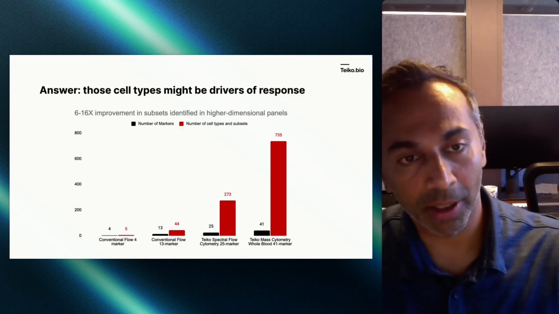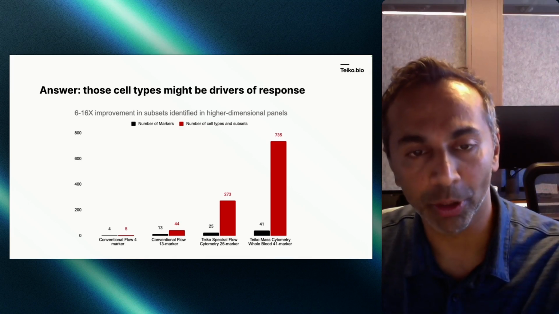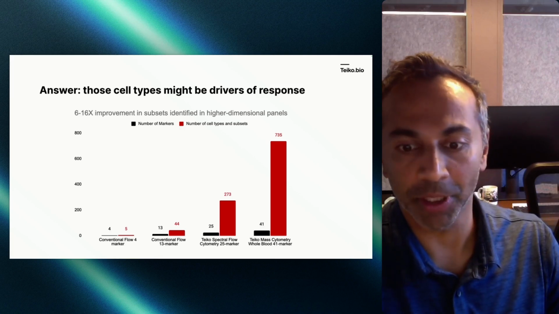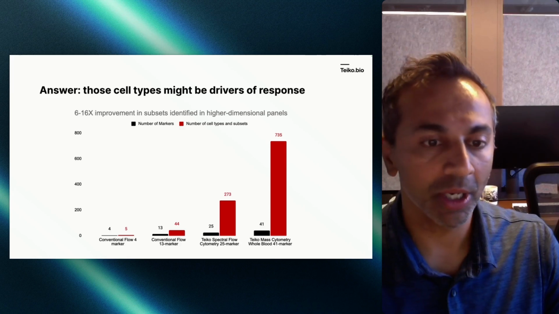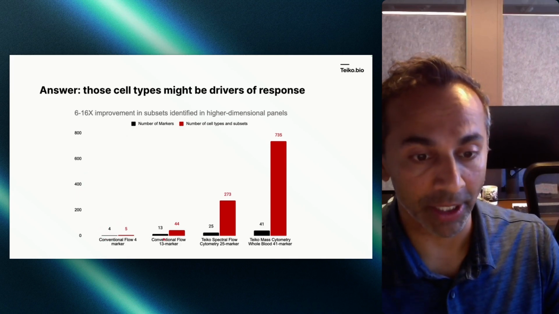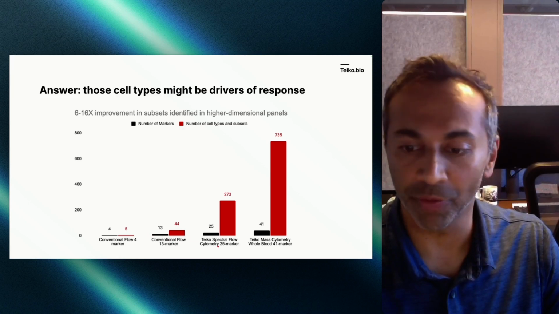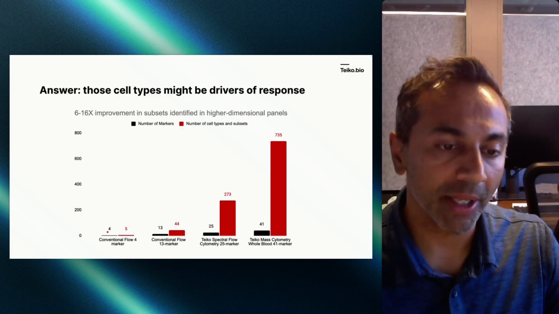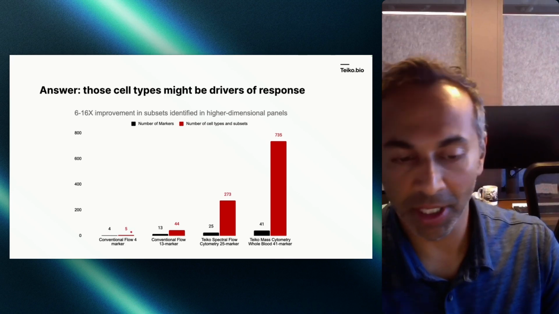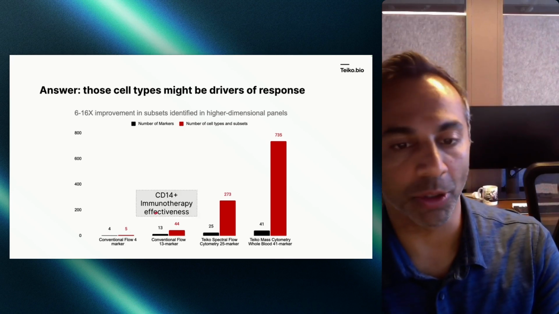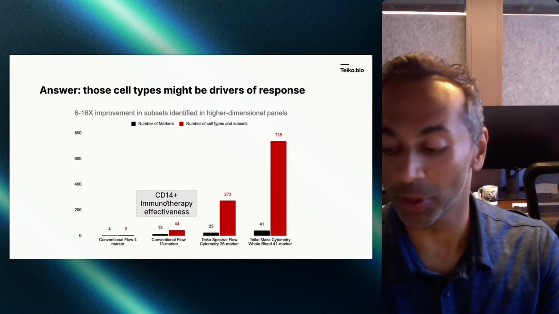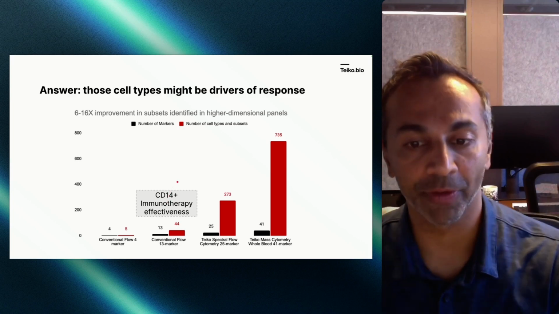So as you increase the number of subsets that you look at with your cytometry assay, you can find more and more cell subsets that could potentially be associated with response. So for example, over here on conventional flow, we have different panels laid out: a 4 marker, a 13 marker, 25 marker, and 41 marker. And the black line over here is the number of markers and the number of subsets analyzed. As you go from 4 to 13 markers, you can start to find cell types like CD14 positive cells associated with monocytes that could potentially drive effectiveness.